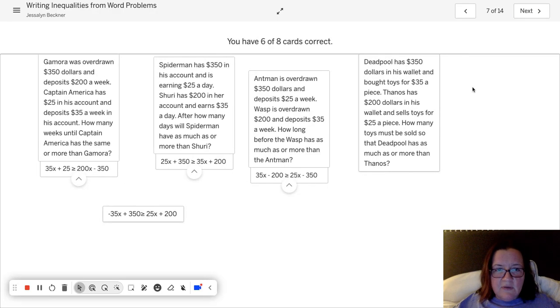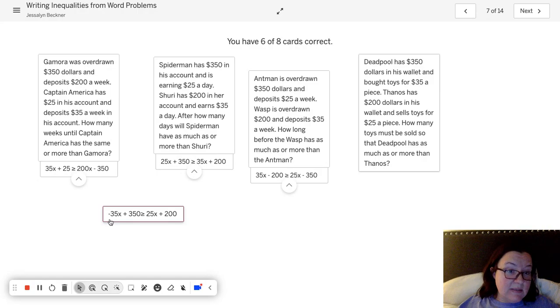Deadpool has $350 in his wallet and bought toys for $35 a piece. Thanos has $200 in his wallet and sells toys for $25 a piece. How many toys must be sold so that Deadpool has as much or more than Thanos? Okay, so let's look at this. Deadpool has $350 in his wallet, a positive $350, and bought toys. So when you buy something, you're giving away your money. You don't have it anymore. He's buying toys for $35 a piece, or $35 each.